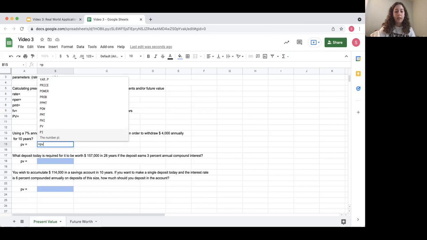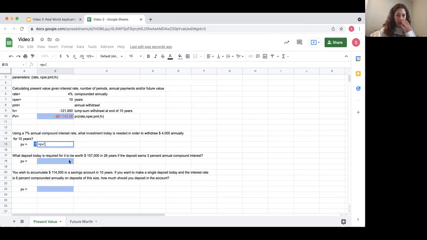So you could do PV and then your interest rate, which is 7%. The number of years, which is 10 years. Since it's compounded annually, it's only once per year, so it's only 10 periods. And then you want to withdraw 4,000, so negative 4,000, because you're taking it out, so it'd be negative.